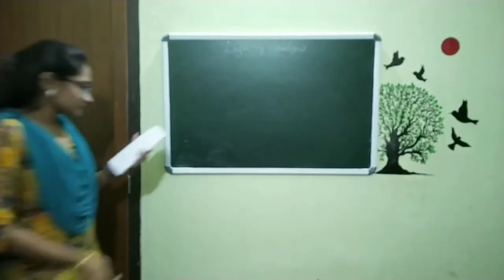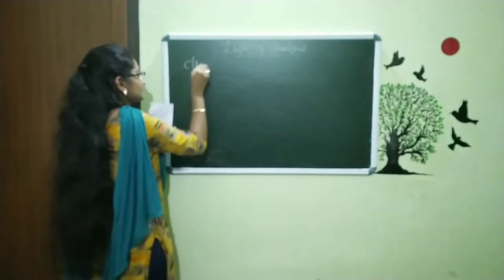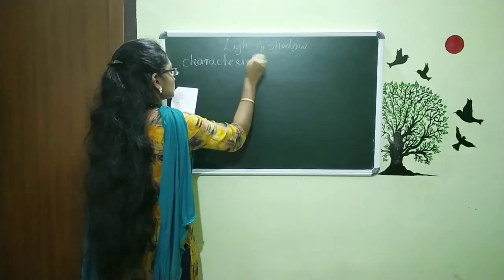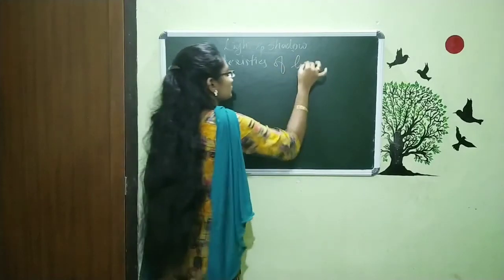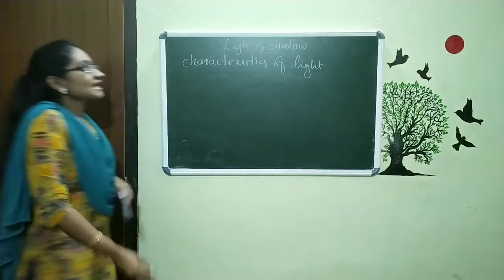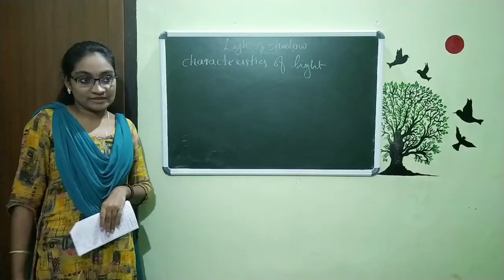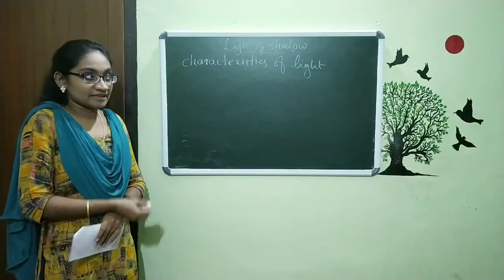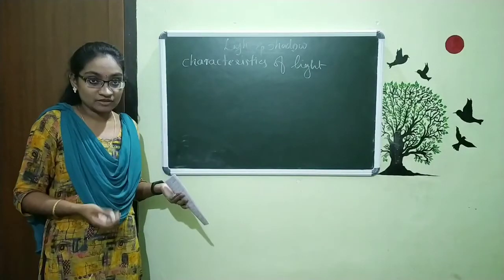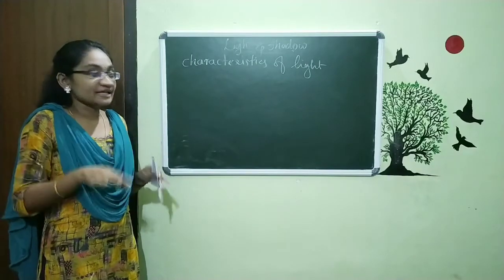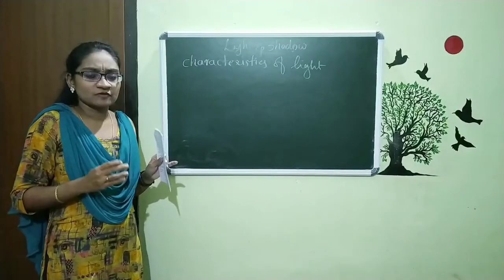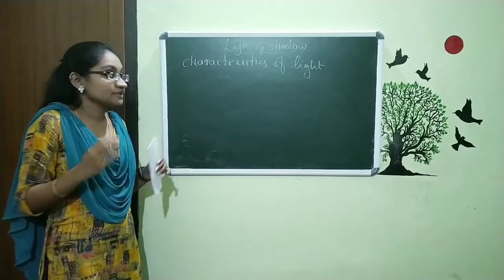What is meant by characteristics? We normally use this term characteristics. So, characteristics means behavior of light. So, we are going to study the characteristics of light. That means how this light is behaving. Within your class, within your level, you only want to study two characteristics of light. This is not the only characteristic of light, you will study further characteristics in your higher classes.